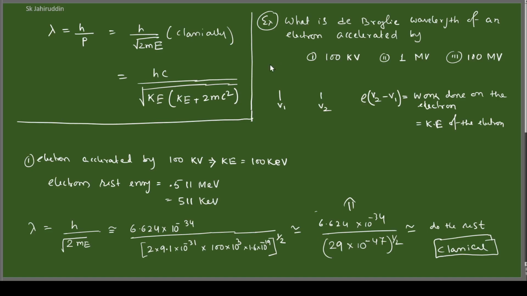What we have learned about the de Broglie wave is that particles do have a wave property, a wavelength of h by p. P is the momentum, and if I convert that momentum into energy, it will be h by square root of 2mE classically, and it will be hc by square root of KE multiplied by KE plus 2mc squared relativistically. So we derived that in the last class.